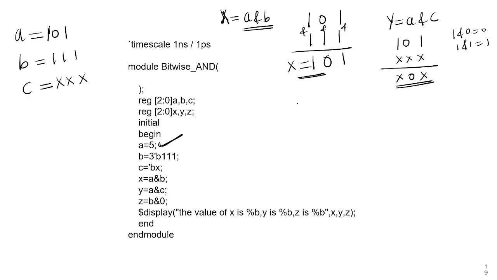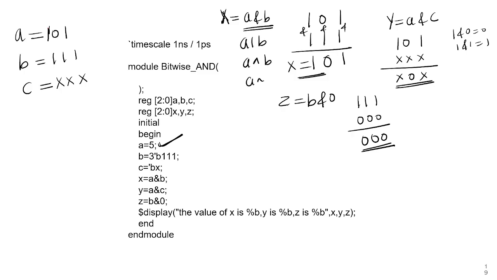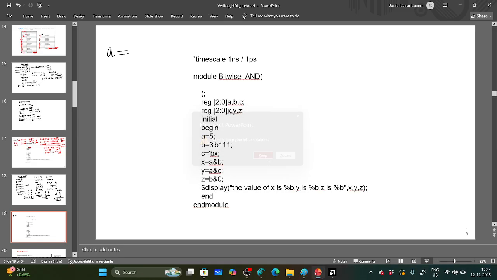Okay, similarly z equal to what? B bitwise and of 0. Okay, so bitwise and of 0 means B equal to 1 1 1 and 0 0 0. Okay, so what you will get? This is AND operation, so 0 0 0 you will get. Okay, so like this you can analyze the bitwise OR also. Bitwise XOR also you can analyze, bitwise XNOR also you can analyze. Bitwise it will do. Okay, just I will show in the Xilinx Vivado tool.